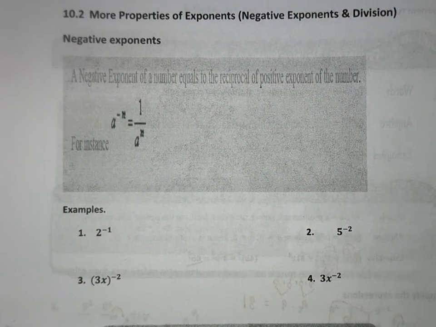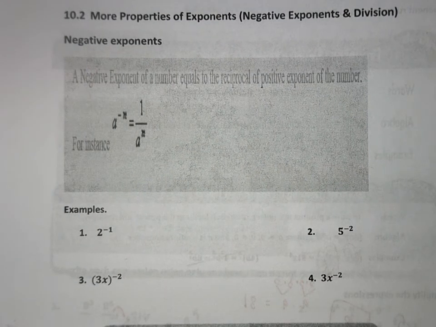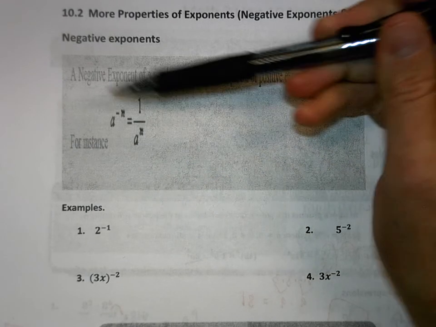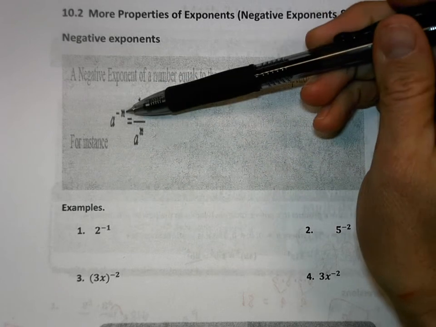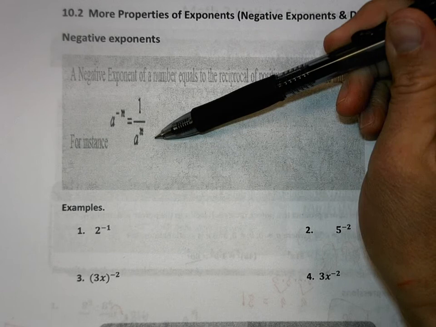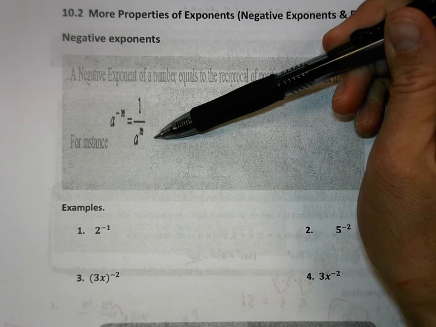Okay, Math 2, Section 10.2, we're talking more about exponents and specifically negative exponents and division. Anytime you have a negative exponent, it ends up changing the side that it's on. If you're simplifying though and you get a negative exponent, you would write it as a fraction and it is in the bottom, in the denominator of the problem.